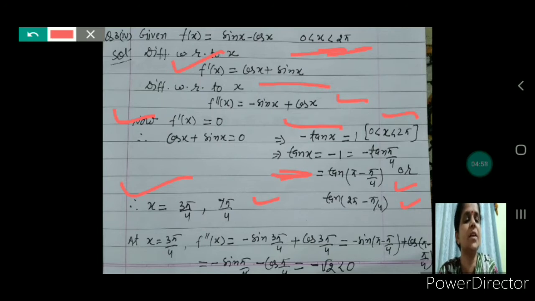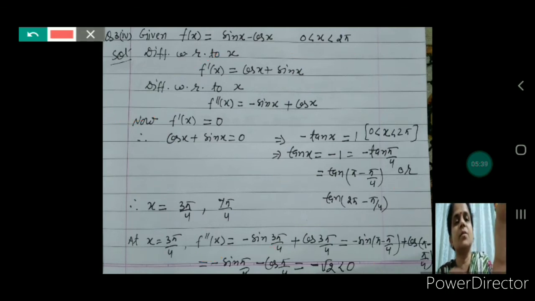Okay, substitute the value of x. So you will get minus sin 3 pi by 4 plus cos 3 pi by 4. It is minus sin of pi minus pi by 4 plus cos of pi minus pi by 4. Sine in the second quadrant is positive, so you will get minus sin pi by 4. But cos in the second quadrant is negative, so here you will get minus cos pi by 4. Now substitute the values and solve it. You will get minus root 2, which is less than 0.